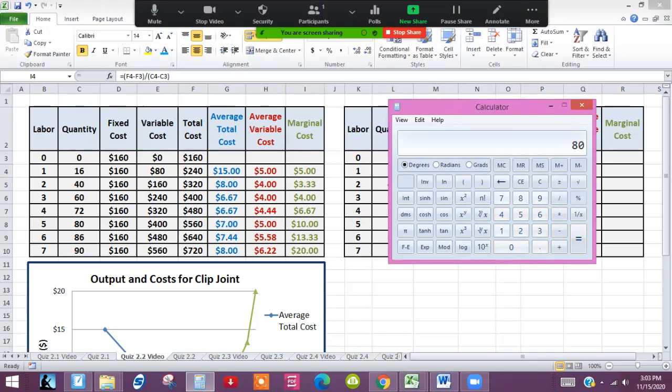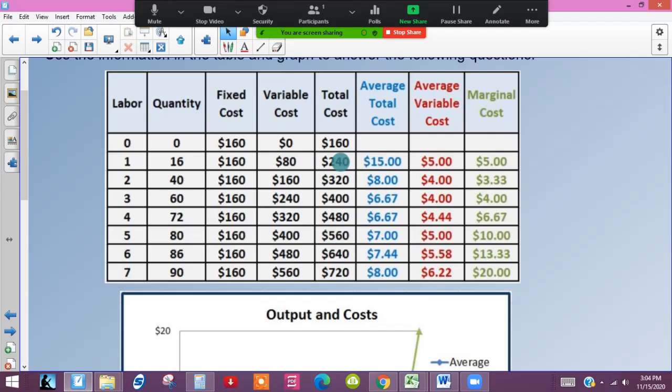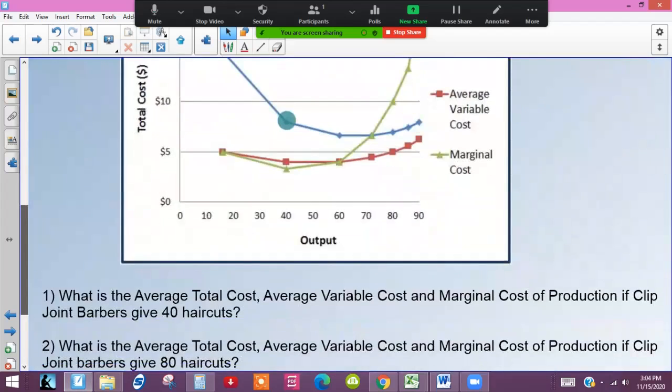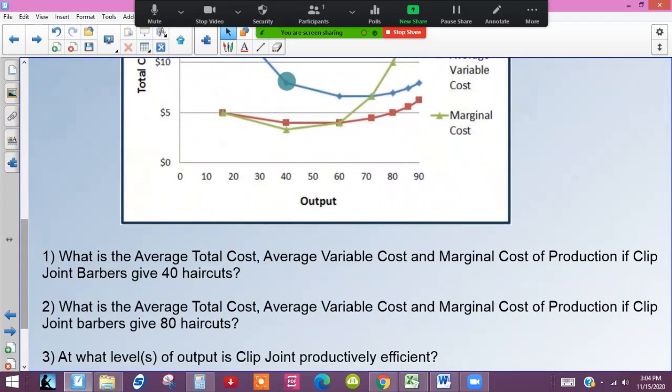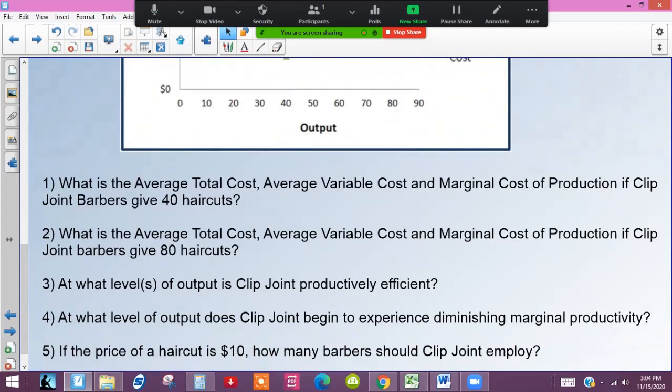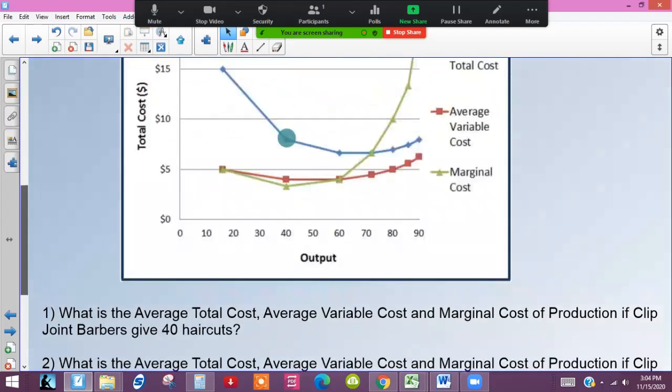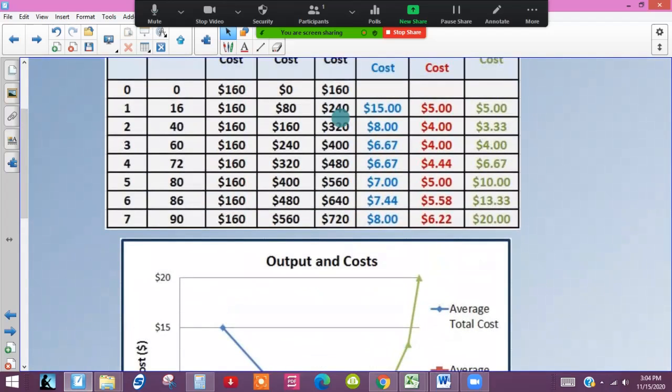Now we're dividing by 40 minus 16, which is 24, right? So we're dividing by 24, and that's going to give us $3.33 as our marginal cost for a quantity of 40, which I believe is what we're asking for here, right? Jump back down. Yeah, and you would do the same thing for a quantity of 80. So I don't need to do it for you again, but you just use this row right here, okay? All right.